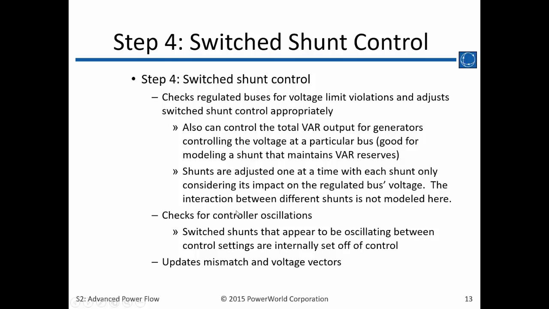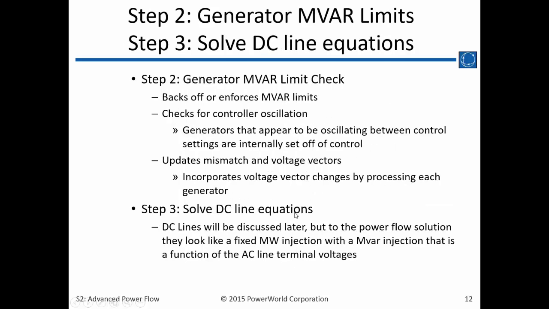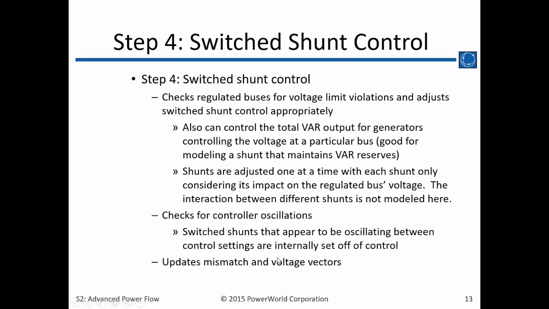Then it goes on to step 3, which is solving DC line equations. We'll talk about DC lines later, but in the power flow solution, they just look like a fixed megawatt injection and megavar injection that is a function of the AC line terminal voltages. So the DC lines are solved kind of as their own DC network, and then whatever their real and reactive power injection or absorption are at either end are applied as fixed injections at the AC bus terminals.